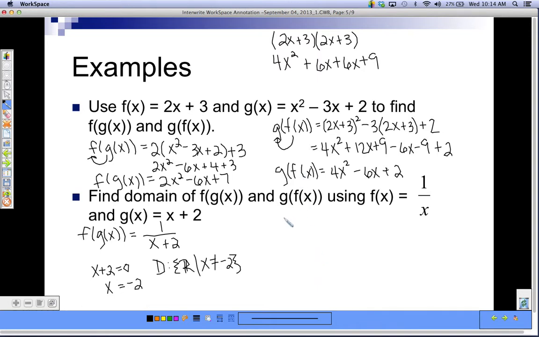All right, let's take a look at g of f of x. So now we need to plug f into g. So we have 1 over x plus 2. Well, in this case, what would your domain be? Once again, all real numbers such that x cannot equal 0, because we can't have 0 in our denominator.